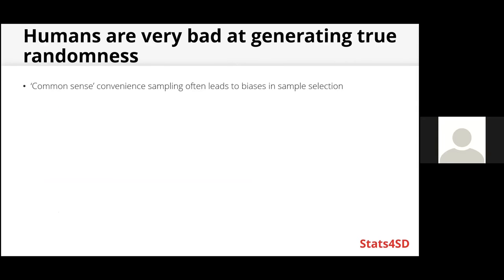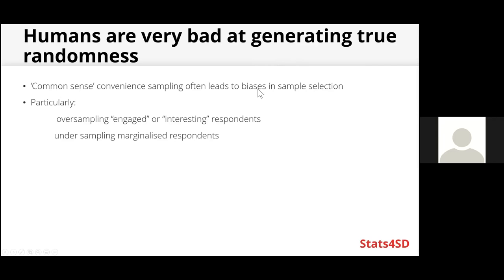We will often make quite stupid mistakes without realizing it, completely unconsciously. Common sense selections, and usually common sense means not at all sensible. Often what we'll see is oversampling of either engaged or interesting respondents. If we're thinking of that list of FRN farmers, we may well know all of those 1,000 farmers or be able to talk to people who know all of those 1,000 farmers.